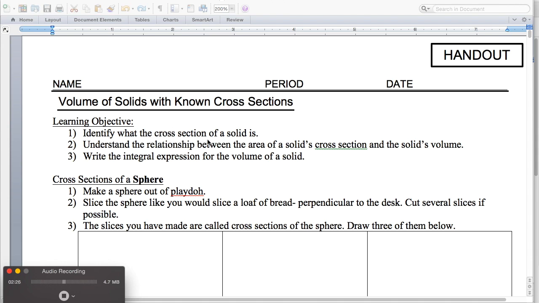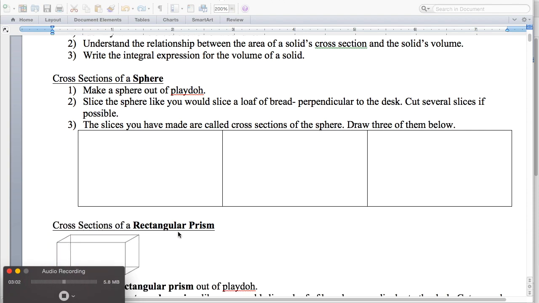So the three main learning objectives for this lesson are: one, to identify what the cross section of a solid is. We'll see some examples of what a cross section of a solid is. Two is to understand the relationship between the area of a solid's cross section and the solid's volume. And then three, with that understanding of that relationship, be able to write an integral expression that will compute the volume of the solid. So those are the three main things. By the end of the lesson, you should make sure that you are able to describe your ability to meet each of these three learning objectives.